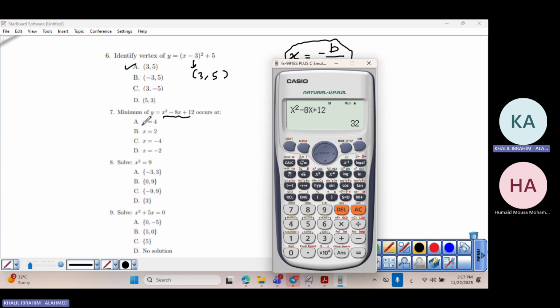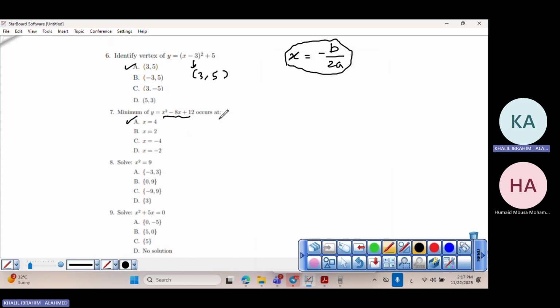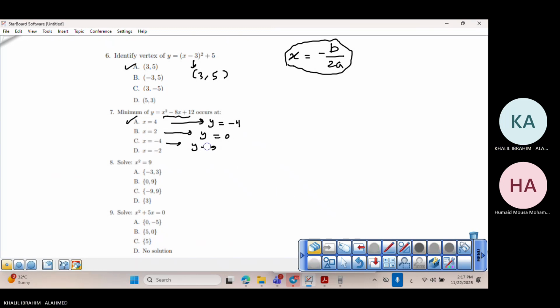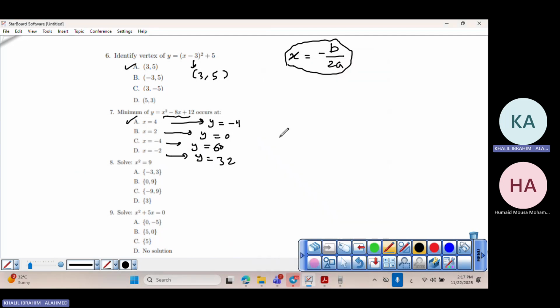Which one is the smallest? The first one, because this is the answer y. Here y equals negative 4, but here y equals 0, but here y equals, I think, 60. Sorry, 60. And the last one, y equals 32, I think. Yes. Which one? Minimum, this is the minimum. Okay.